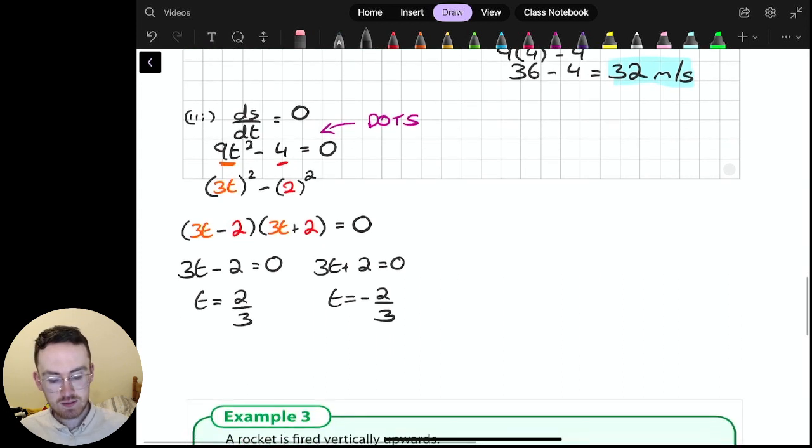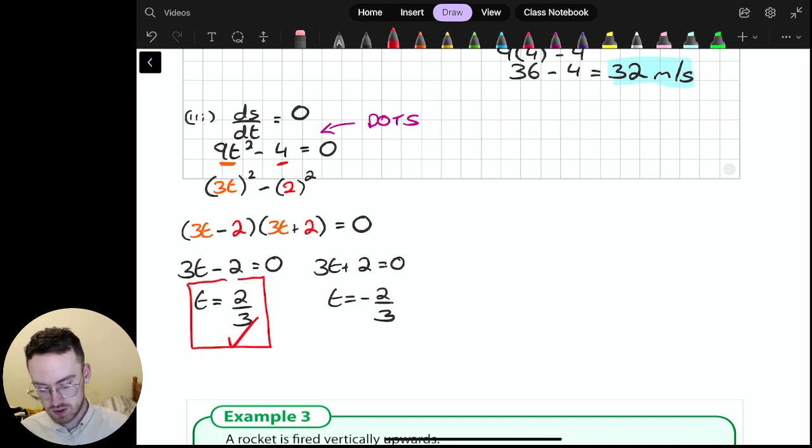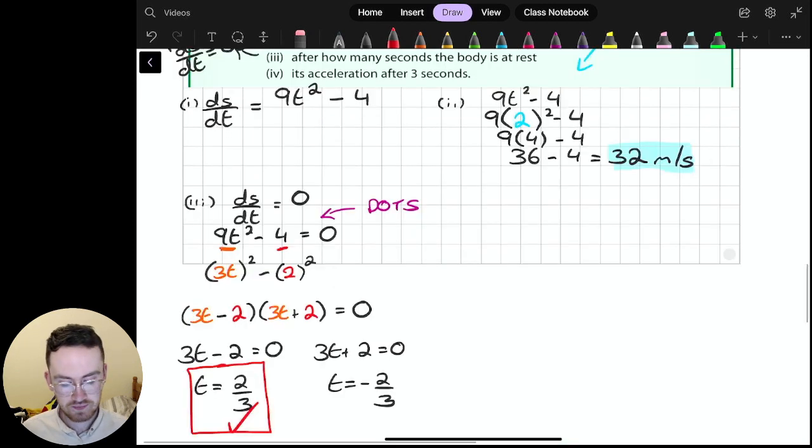And obviously at this point, because we're looking at time, and we think back to the question, t represents time, we're going to go with t is equal to 2/3 as our answer here, because we don't want to obviously have a negative time.